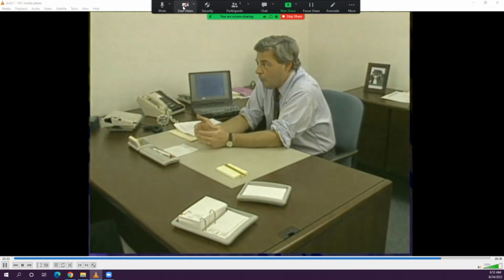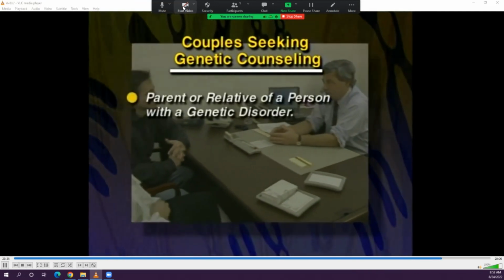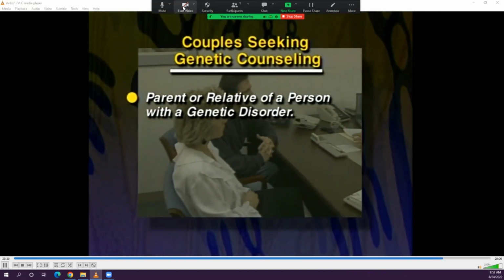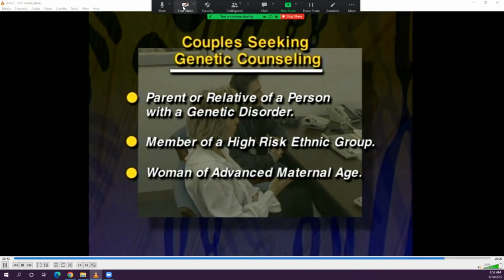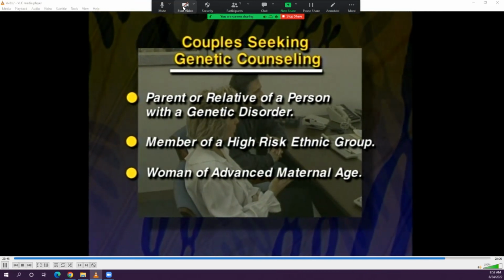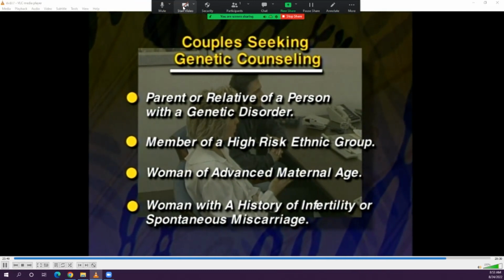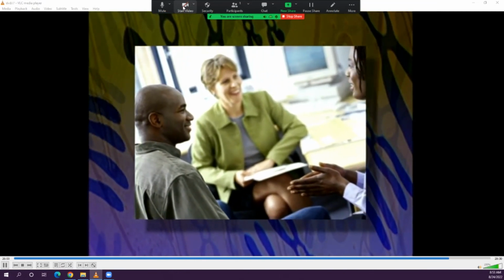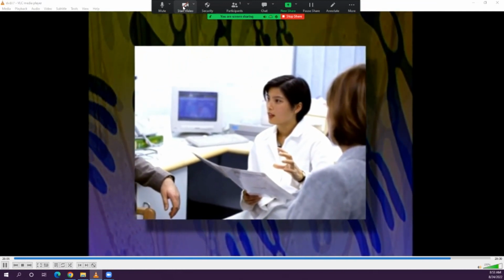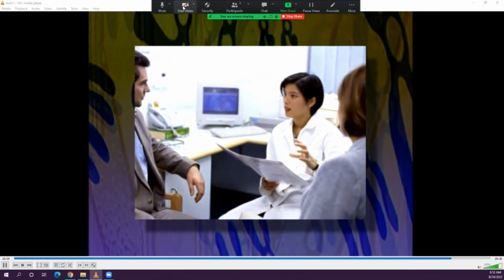When couples seek genetic counseling, one or both may be a person who has offspring or a relative with a genetic disorder, be a member of a high-risk ethnic group, the woman may be of advanced maternal age, or have a history of infertility or spontaneous miscarriage. The counselor may be a social worker, medical specialist, or genetic specialist who will take a comprehensive family medical history. The counselor may recommend a series of screening tests for both partners, which can include DNA, blood, and urine analysis.